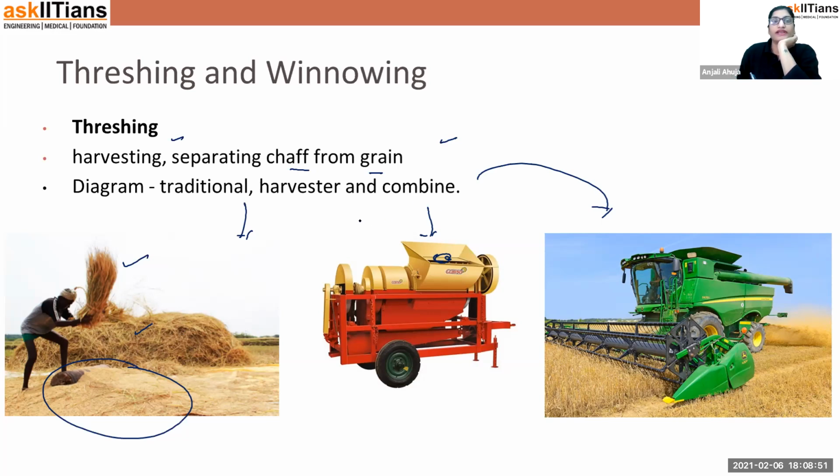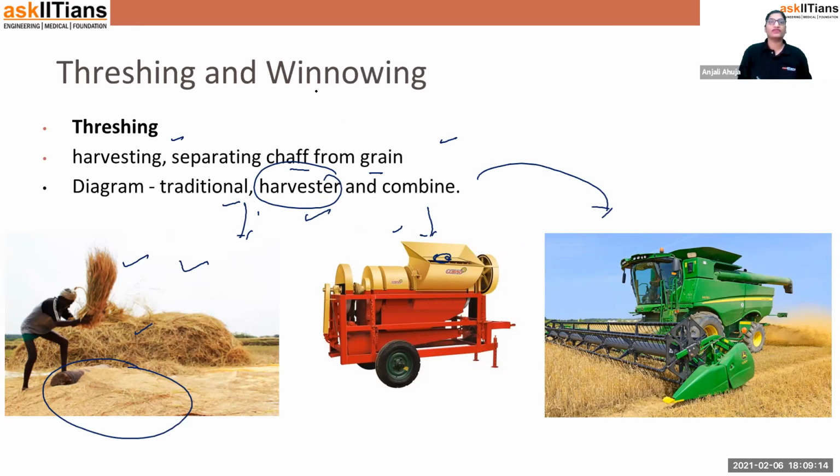So comparatively, if a question comes up about the demerits or disadvantages of using a traditional harvester, it's time consuming. In the harvester, only one step is done. And here there is too much labor and time consumption. One step there, and here all the steps together. That's it. Now the next one is winnowing.